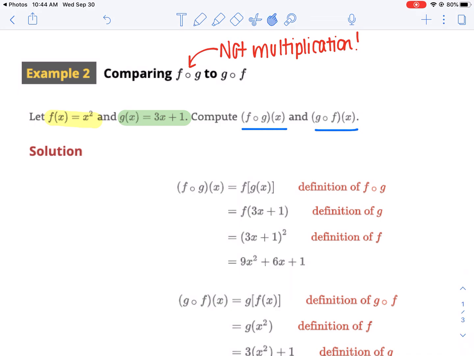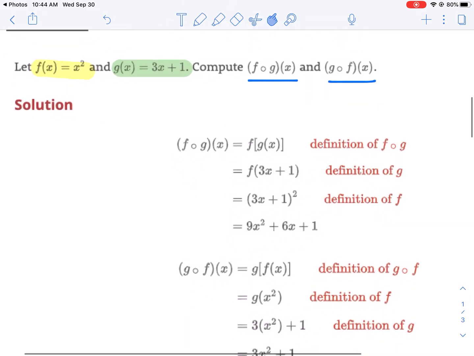Let's take it piece by piece. Looking at just the first one here. f of g of x. That's telling me I'm going to take the g function and plug it into the f function. That's what that little open circle tells me. So I'm taking the g function and plugging it into the f function.